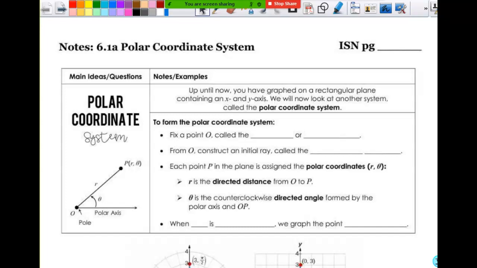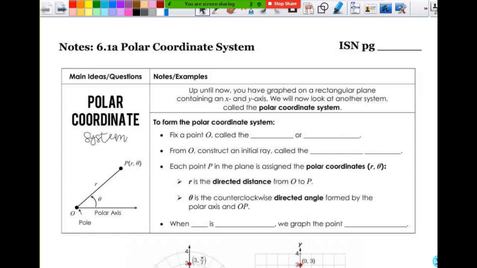All right, so we're going to talk about the polar coordinate system. So it's a different type of graphing. It's just on a different coordinate plane because it's a different coordinate system. We could graph the exact same functions on a rectangular coordinate system as we could in a polar coordinate system. Our equations would look different. There's different reasons why you would want to use the two.